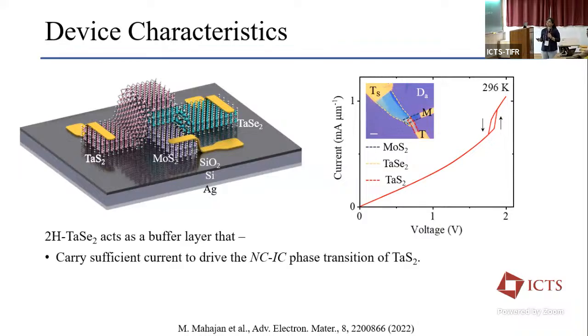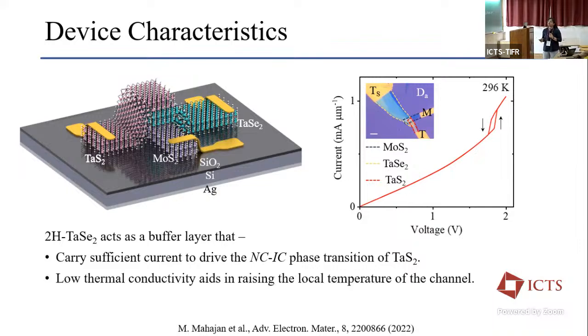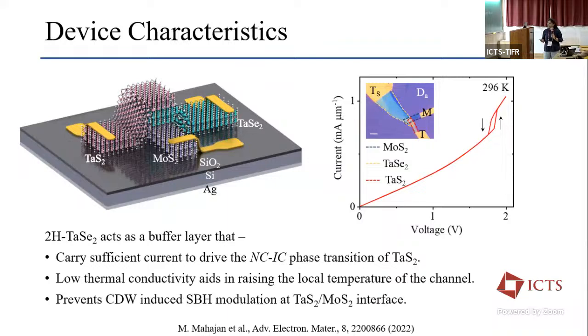All right. So the first thing is why we use TaSe2; there are multiple reasons. One, which I just stated, is that we need ample amount of current to drive the NC-IC phase transition in TaS2. Secondly, the low thermal conductivity of TaSe2 in comparison to gold further helps in increasing the local temperature of the channel, which will further help in the thermionic transport.